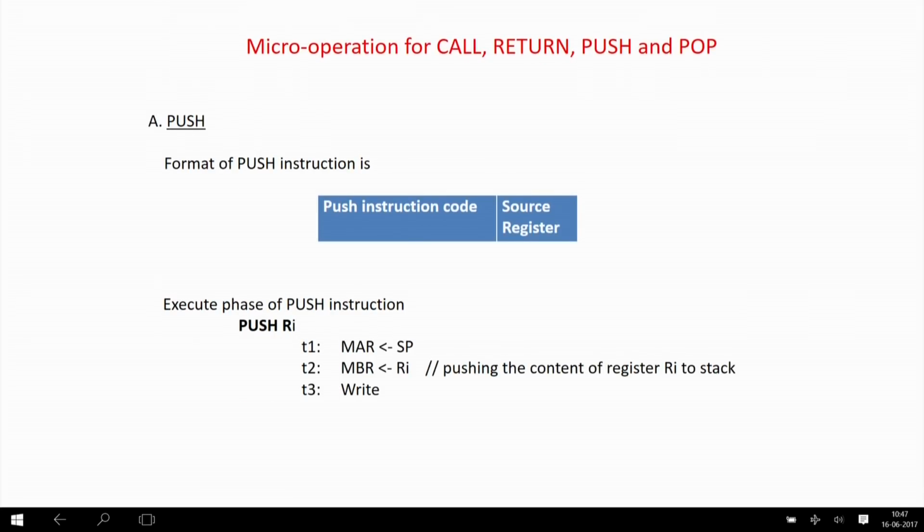So, when I say push, it is very simple. The stack pointer will be loaded to the memory address register, and now the memory address register has the value of the point in the stack where I want to push a value. The register Ri will be written to the memory buffer register and finally the memory will be written. It is something like this.